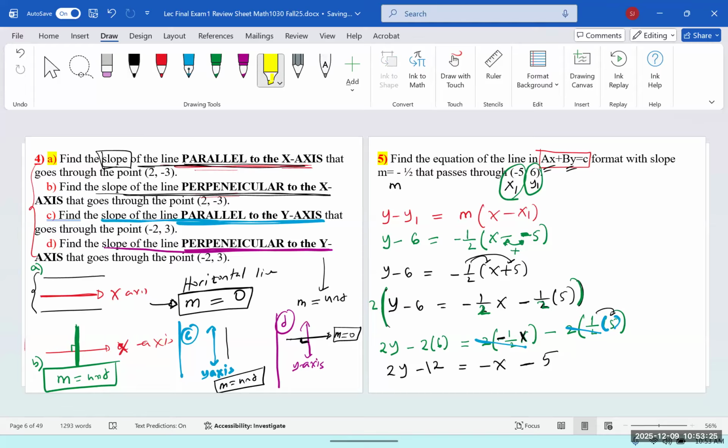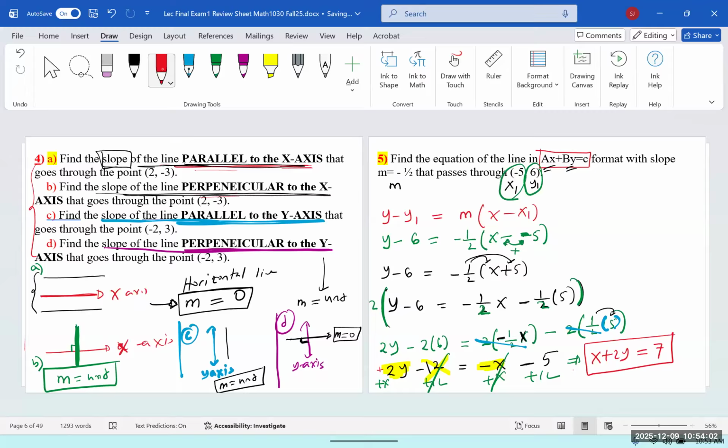Now we just need to bring x and y together. And we don't need this 12. So we are going to add x and add 12. So 12 will get banished from the left and x will get banished from the right. As a result, we are going to have x plus 2y. This 2y has an invisible plus sign here. So x plus 2y equals negative 5 plus 12. 12 is bigger, so we are subtracting 5. We get 7.